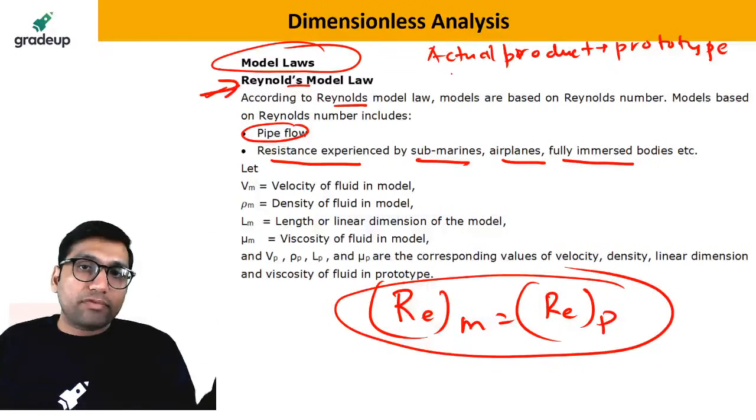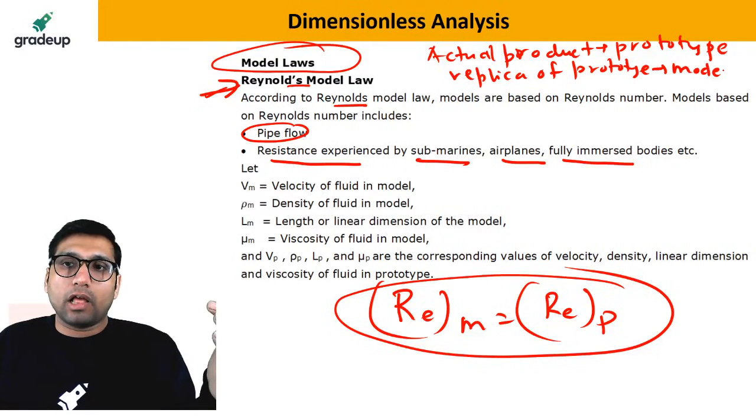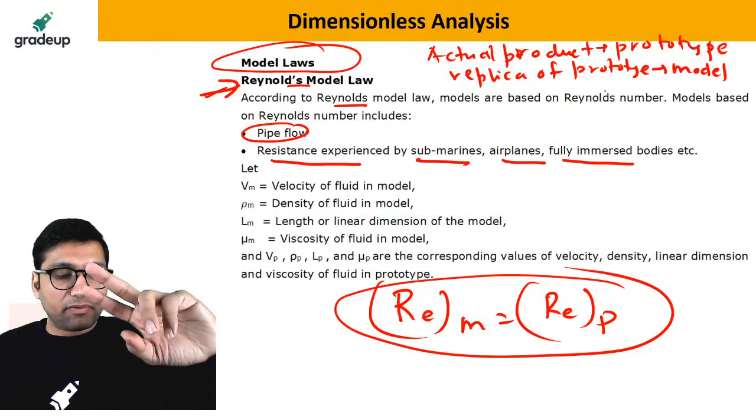And the replica of this, replica of the prototype, that is, a copy of the prototype, is the model. Okay, so we have to find the relation between model and prototype.